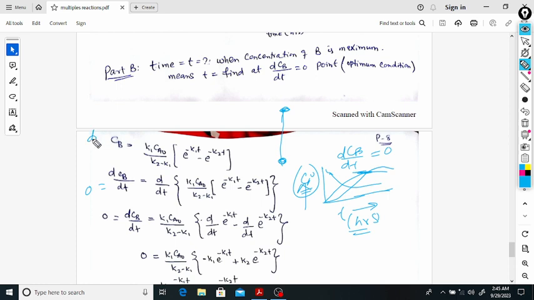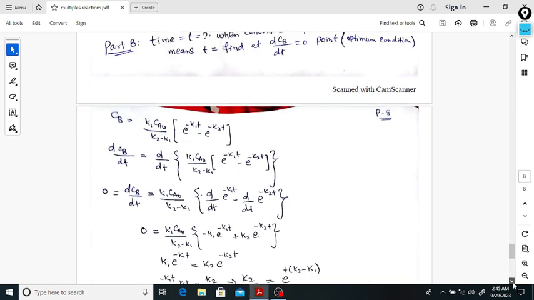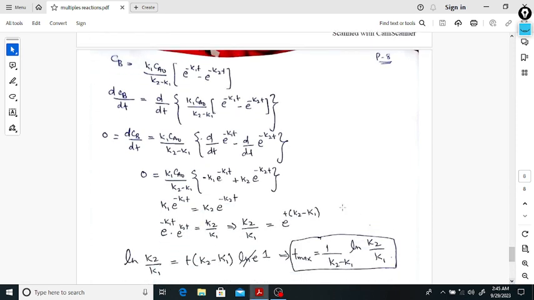We will take the derivative of this concentration with the passage of time, and we will set it to 0. So after the derivation of this Cb, we will get dCb/dt equal to 0, and it will be equal to this equation, equal to 0. So here you can see this whole term will be equal to 0, and after rearrangement we will get the maximum time.